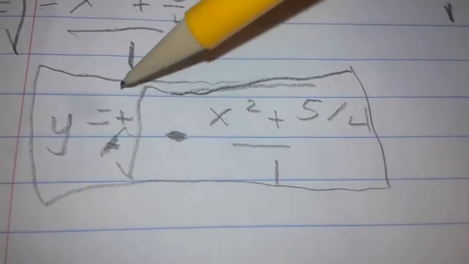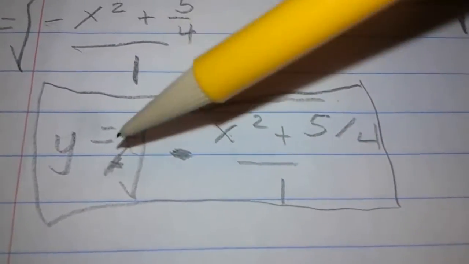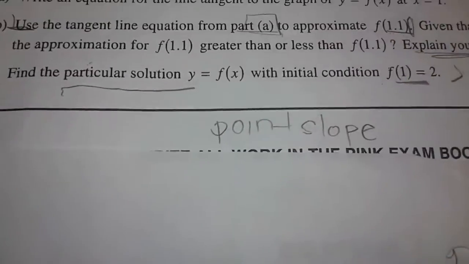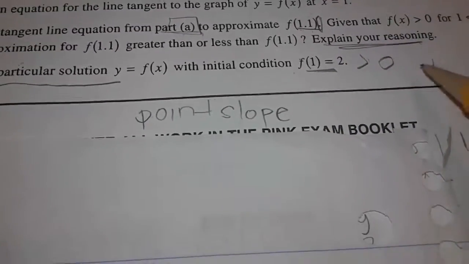The last important step is this is a positive or a negative because it's a square root. But we know it's a positive because our initial condition is f of 1 equals 2, and it is greater than 0. Therefore, making it positive. So that concludes my explanation.